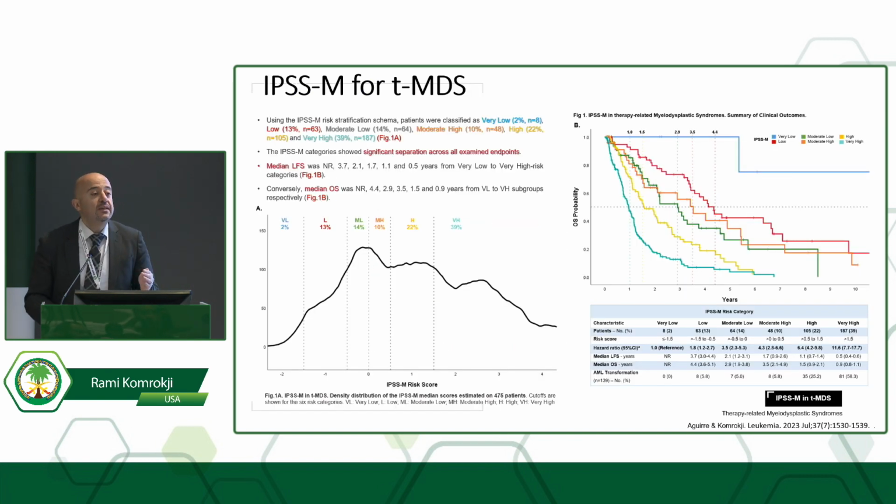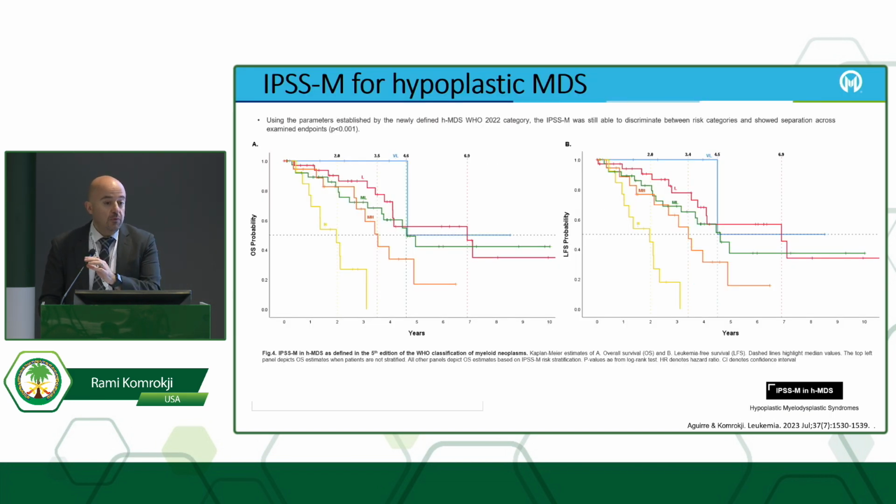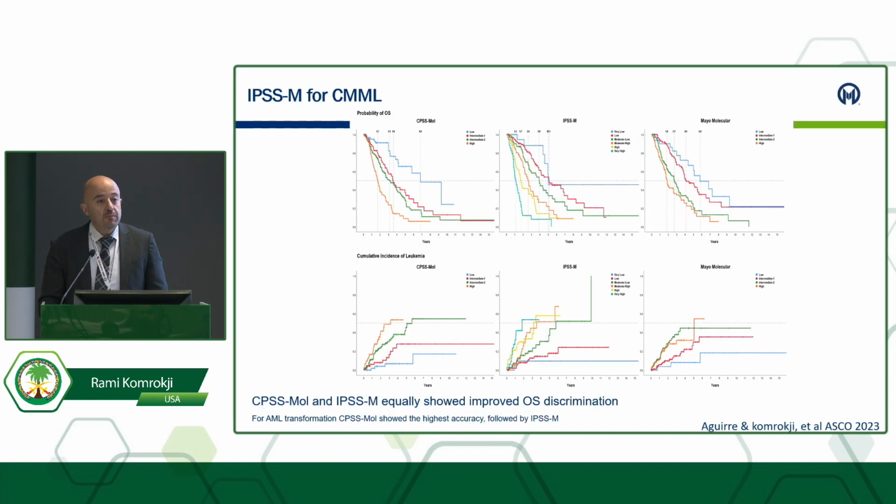We then tried to look at subsets of MDS. So how does the IPSS-M perform in therapy-related MDS? And it was very similar. The IPSS-M is very predictive of outcome in therapy-related MDS. Similarly, in patients with hypoplastic MDS. And even for CMML, if you apply the IPSS-M, it's predictive. It's probably as good as the CPSS model that's really specific for patients with CMML.